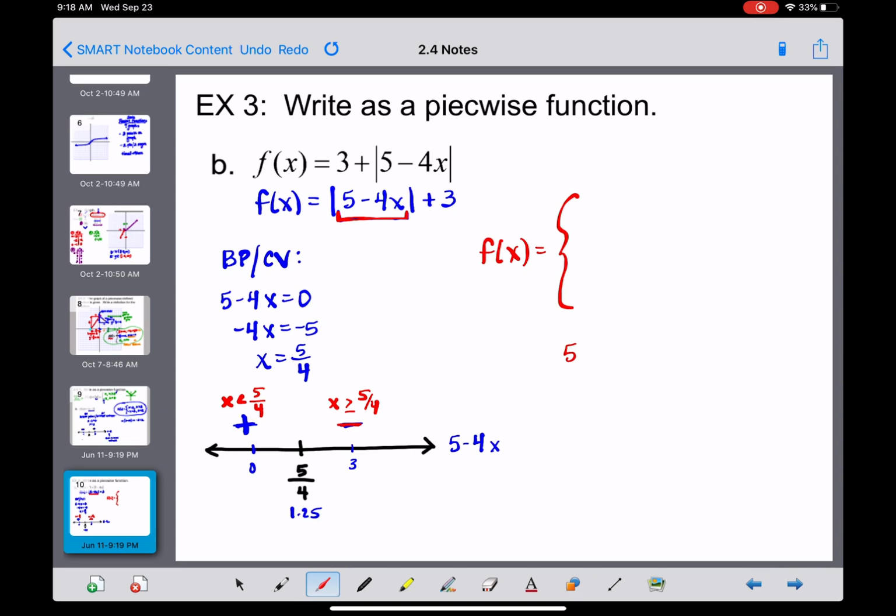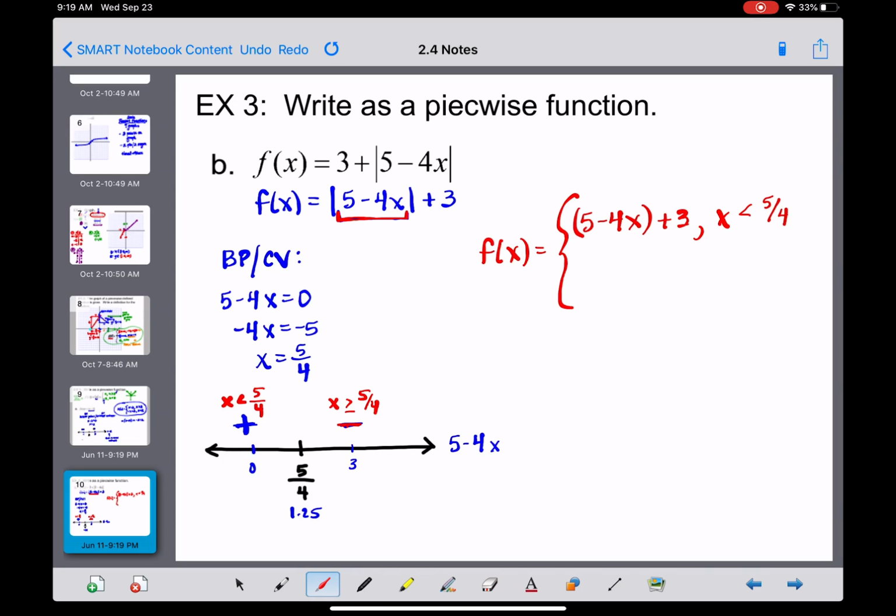So we have 5 minus 4x, and then we have the plus 3. Now we're going to have to simplify that in a moment. But that occurred whenever x is less than 5/4. And again, you can say less than or equal to. It does not matter. As long as one of them has an equal to, you're all good, because they're connecting at that vertex.